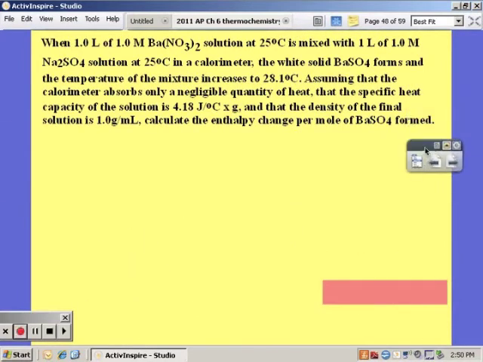This one's also a coffee cup calorimeter, but we're mixing two solutions together. So we're going to be using Q equals MC delta T. We don't know our Q. Our mass, we're going to need the mass of the entire solution because they gave us the specific heat of the whole solution. They gave us the density of the solution, which means that we can figure out the mass of our solution using our density equation.